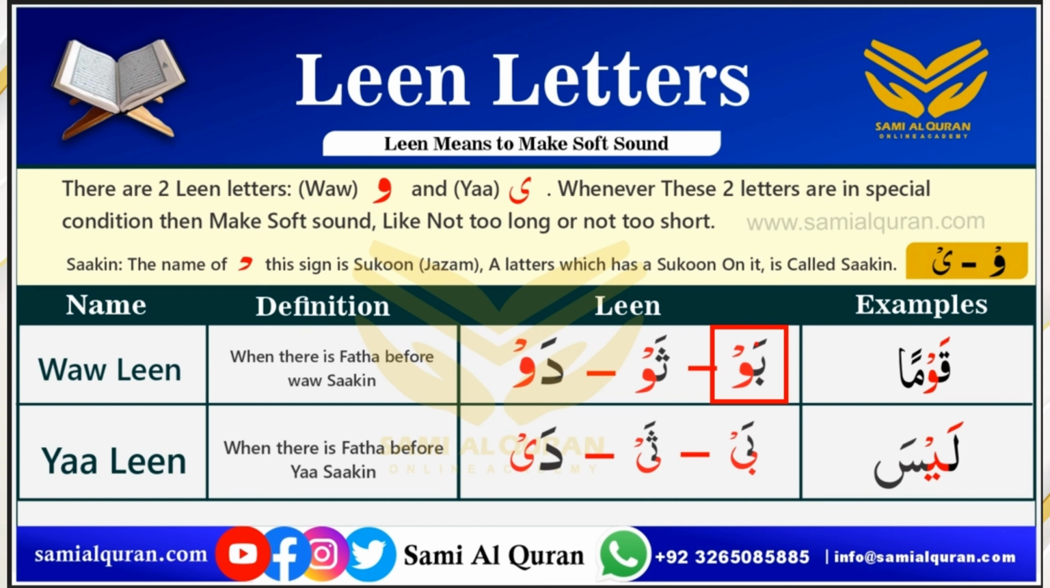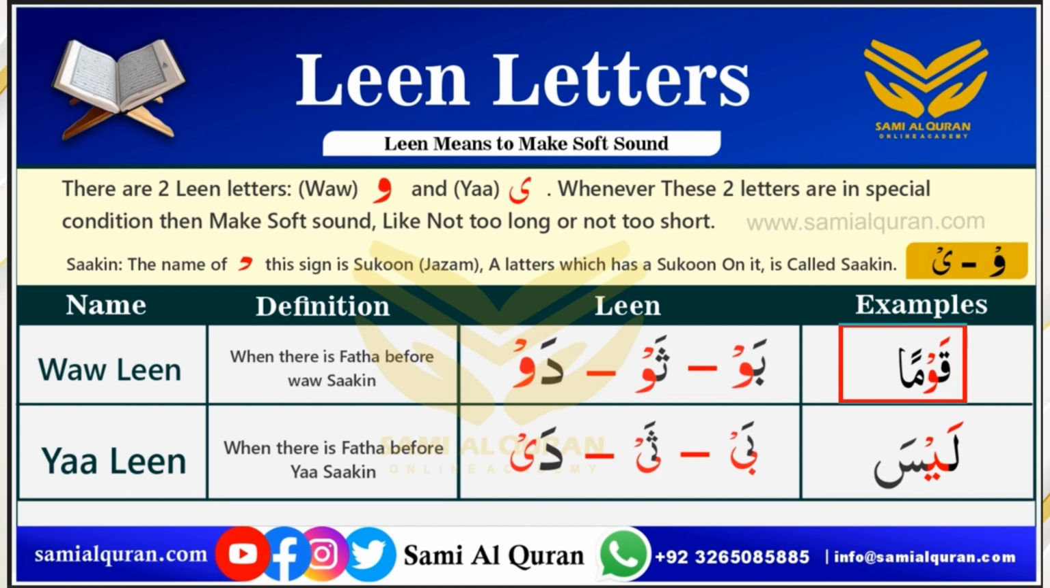Whenever before waw sakin comes the fatha sign, then we read with soft sound, as we read ba waw fatha baw. We don't stretch it, as we read ba waw fatha baw. And the second is same here, tha waw fatha thaw, dal waw fatha daw.